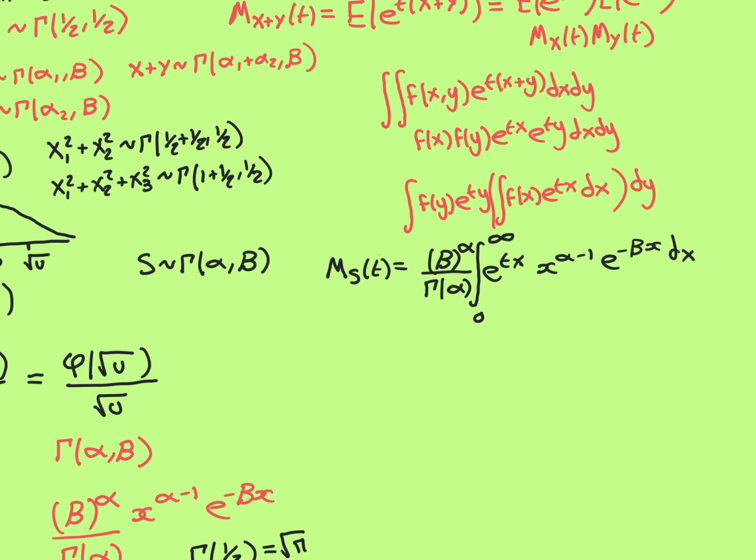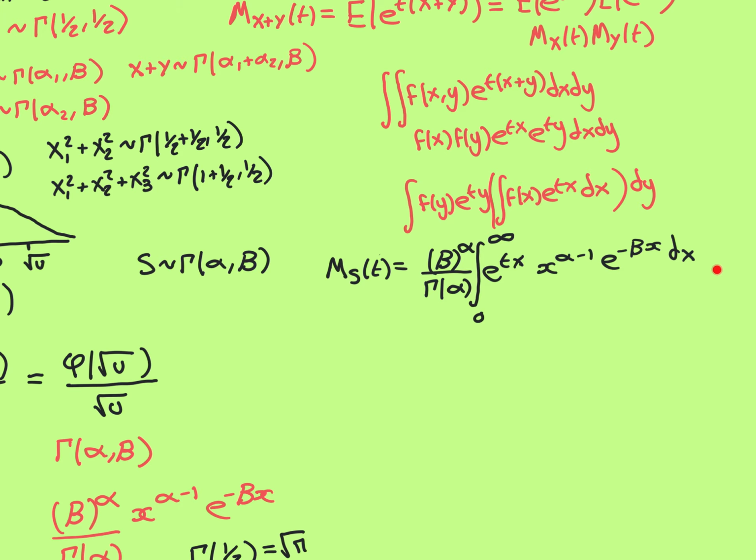So let's take S, a random variable, and it's going to be gamma distributed with parameters alpha and beta, and let's think, what is its MGF going to be? By definition, the MGF of this random variable S at t is going to be the integral from 0 to infinity of e to the tx times the PDF of the gamma distribution. I've pulled some of the constants out, so we've got beta to the power of alpha over gamma of alpha, x to the power of alpha minus 1, e to the negative beta x, dx.